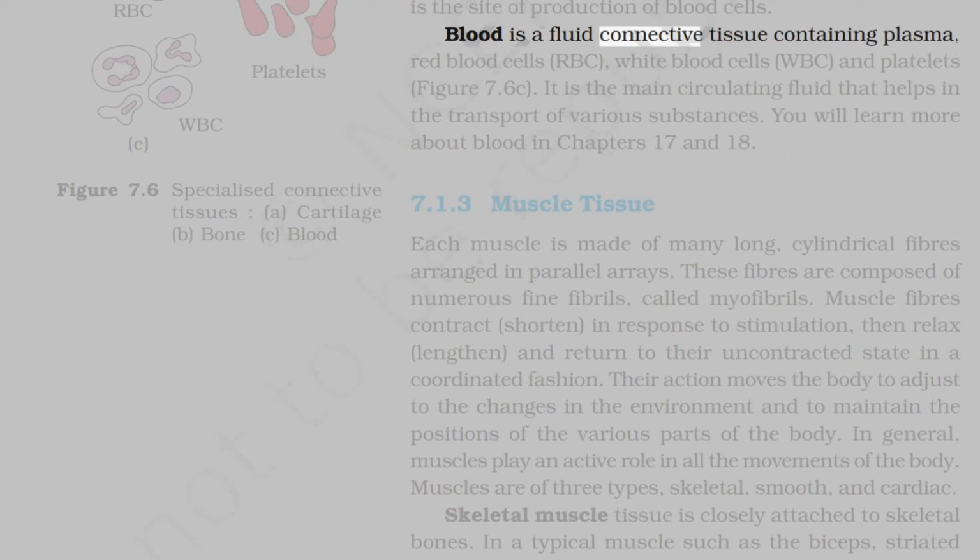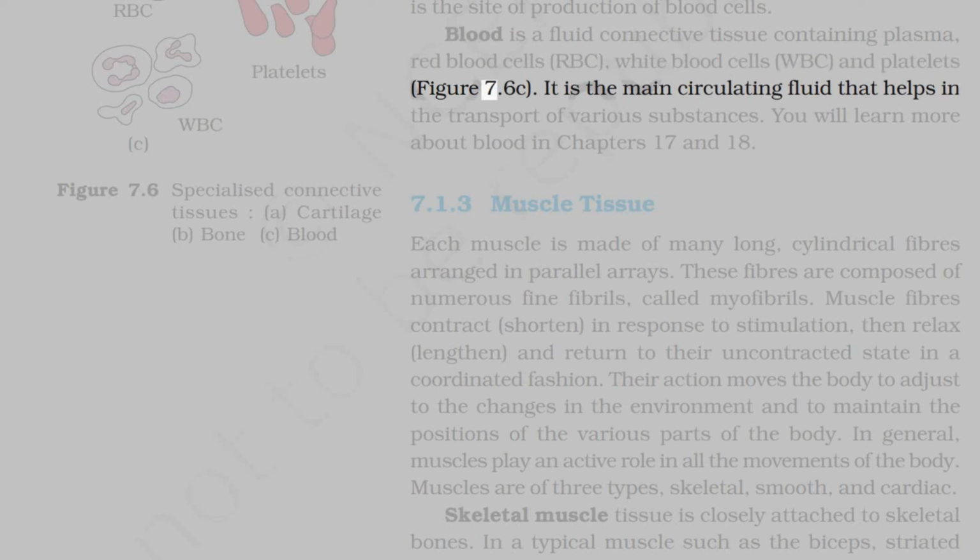Blood is a fluid connective tissue containing plasma, red blood cells, RBC, white blood cells, WBC, and platelets, figure 7.6c. It is the main circulating fluid that helps in the transport of various substances. You will learn more about blood in chapters 17 and 18.